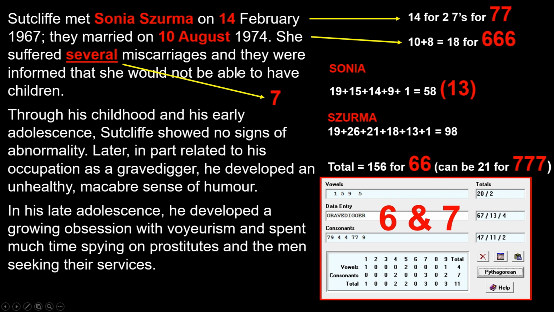Okay, so this is about him meeting his wife. You can read this from Wikipedia, but he met her on the 14th of February, so we got 14 for 2 sevens for 7-7, and she suffered several, for a 7, miscarriages.